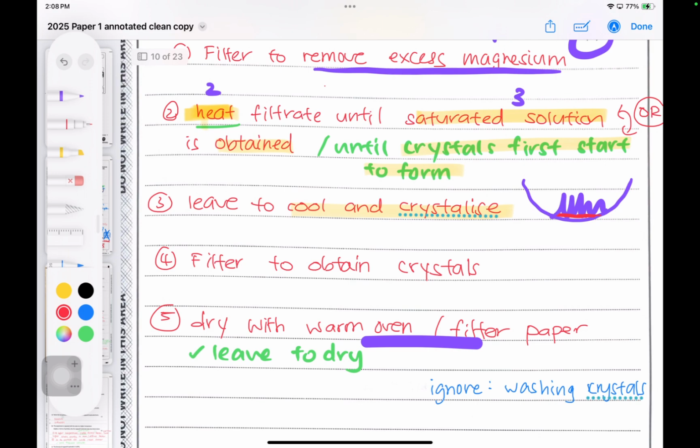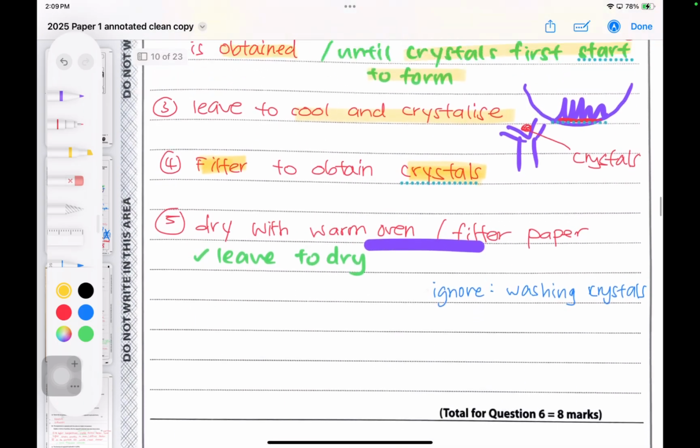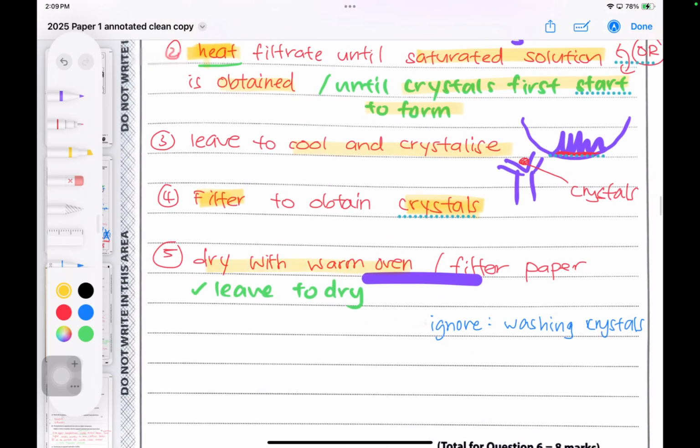Therefore, you need to filter again. When you filter again, I'm just going to use this. What is happening here is you only get the crystals. So step number 4, the next step here, is to filter to obtain the crystals, and you want them dry, don't you? You want to make sure it is dry. So what you can do is put it in a warm oven, or pat it between filter paper, or you can simply leave it to dry, to make sure you get your crystals at the end of the day.